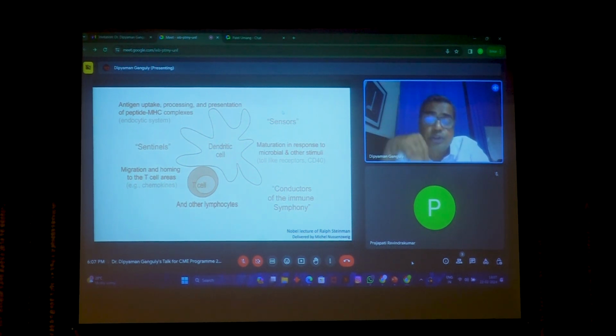And so he also showed this slide, and this is the way Steinman used to describe dendritic cells. Dendritic cells are talking to T cells, and they are working as sentinels in the body. They're looking at different entities that may be antigens and danger signals. They're activating these dendritic cells, and they go to the lymph node and talk to T cells to drive the immune response.